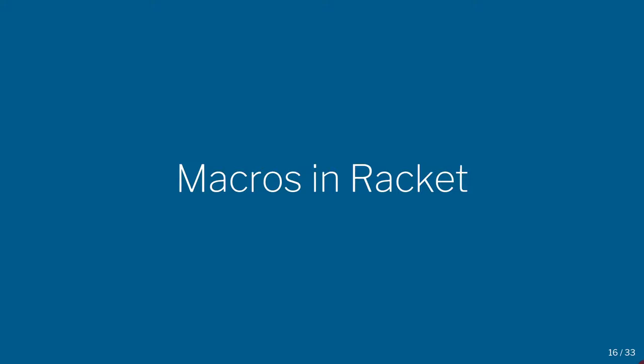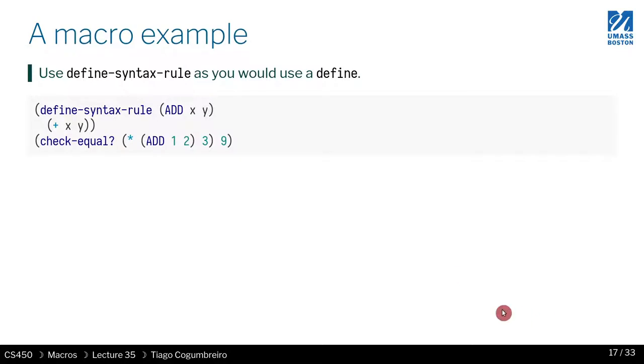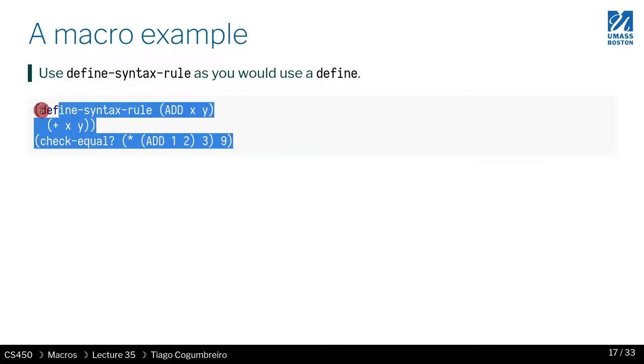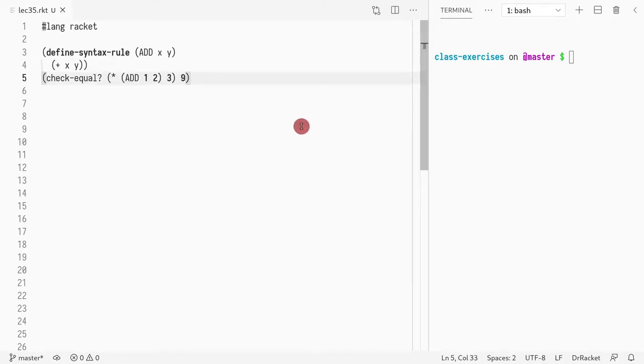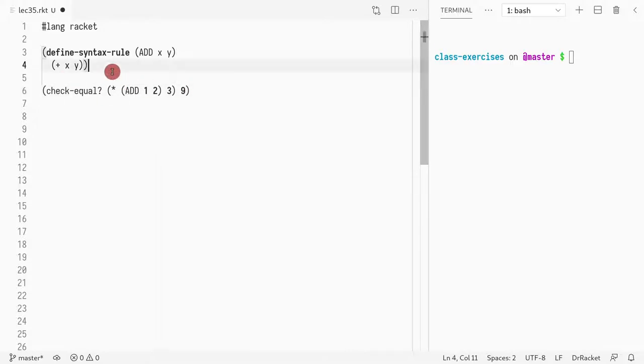Now let's learn how to write macros in Racket. The first example that I want to write is where we're adding two numbers together. So very simple, and it looks very similar to a regular function, right? You just say, I want to add two numbers together.